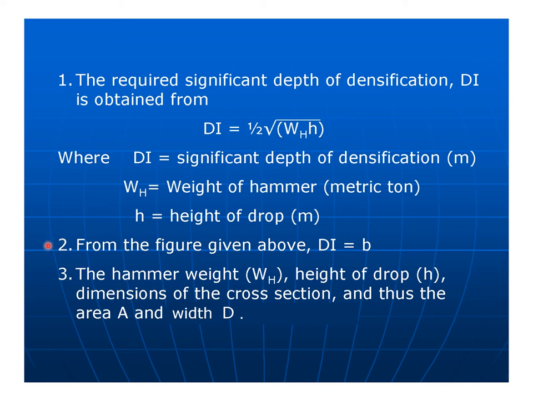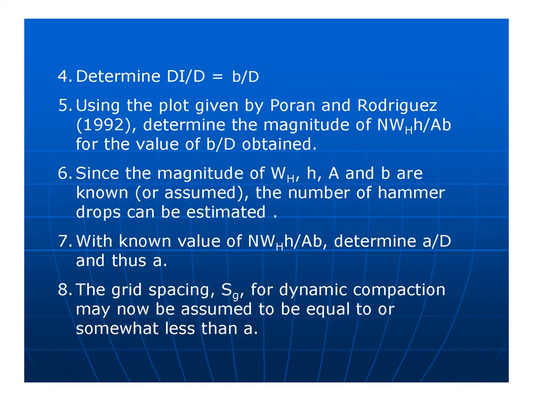Now the second step is from the figure that I have already shown. DI is equal to B, because the depth of improvement is equal to B. The hammer weight WH, height of drop small h, and dimensions of the cross section, thus the area A and width D, are needed. A is the contact area of the weight, and D is the width of the weight that we are using in the dynamic compaction. The fourth step is to determine DI over D. And you know DI is equal to B, so B over D is to be determined.